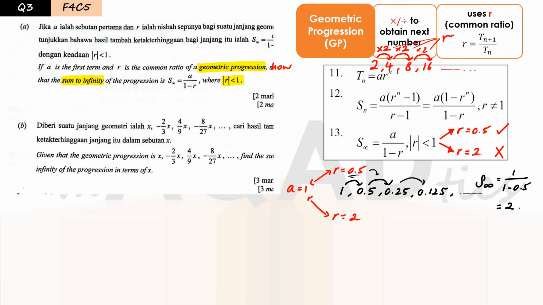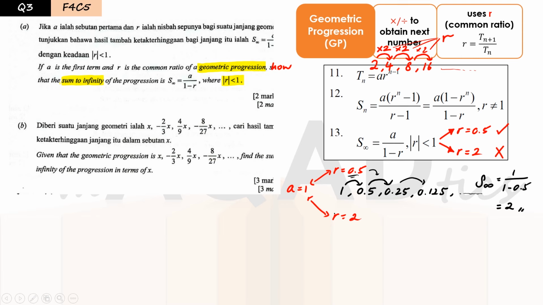So the S infinity value would be 2, which makes sense, right? Because the sequence, if you see, it's getting smaller, smaller, and smaller. If you can imagine the values at the back, it's almost 0. So if we sum up all of the values here, it would be 2. Okay? But let's see when r is equal to 2.